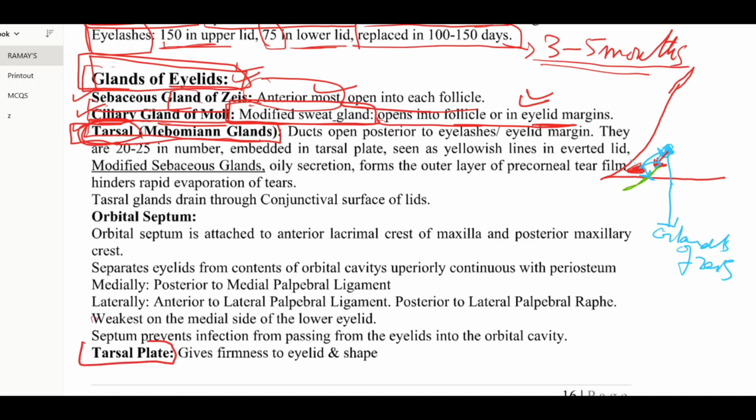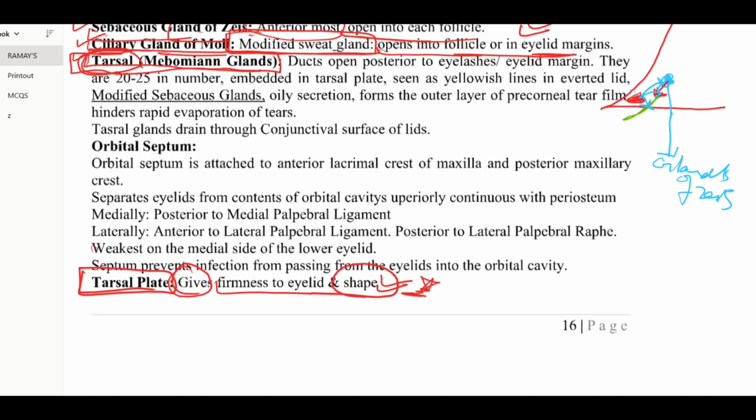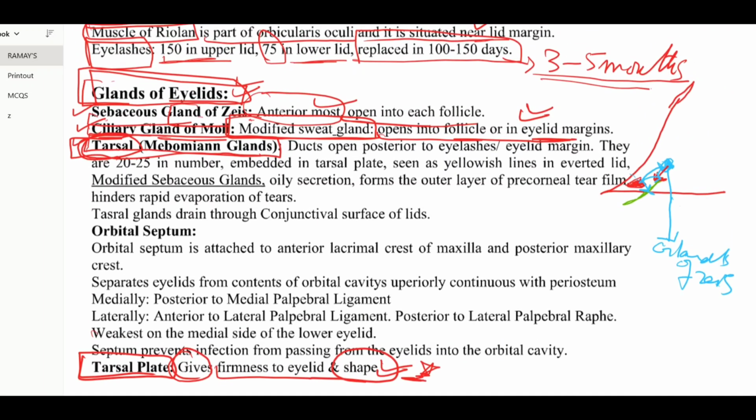First of all, have a look at what the tarsal plate is. It is the structure that gives the firmness and the strength to the eyelid, so that the shape of the eyelid can be maintained. Okay. So before reading about the tarsal glands, we will see in detail what the tarsal plate is.